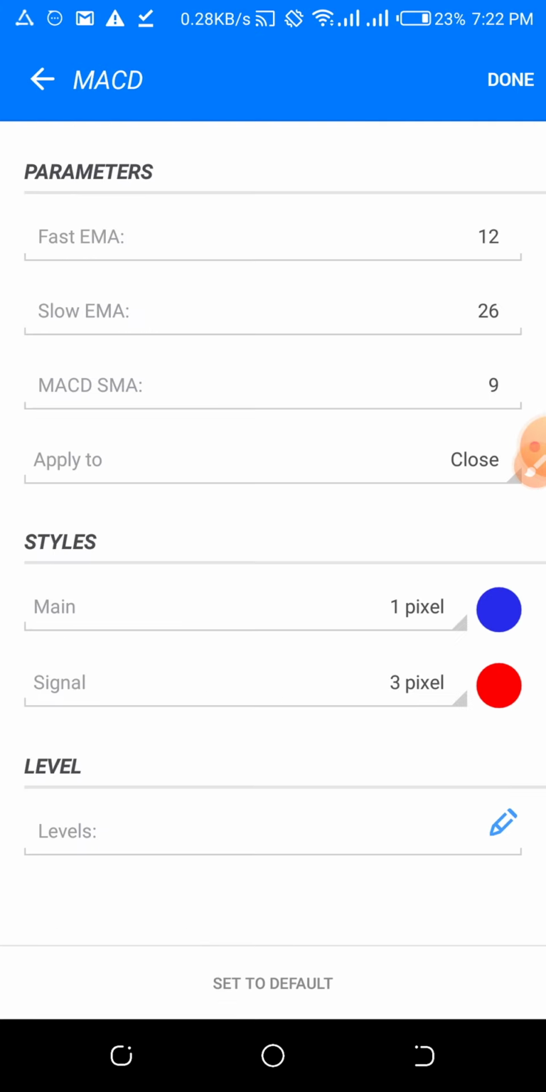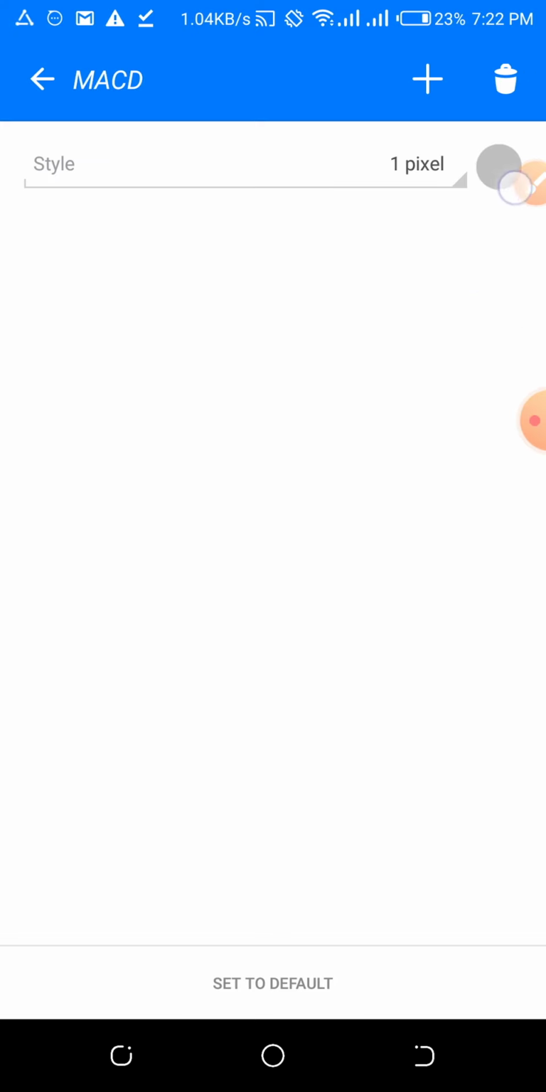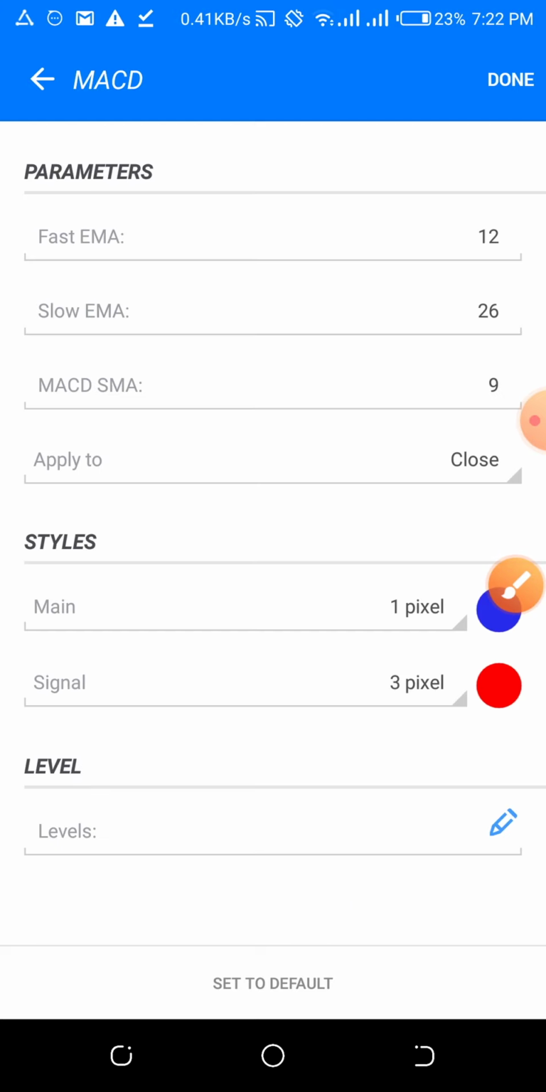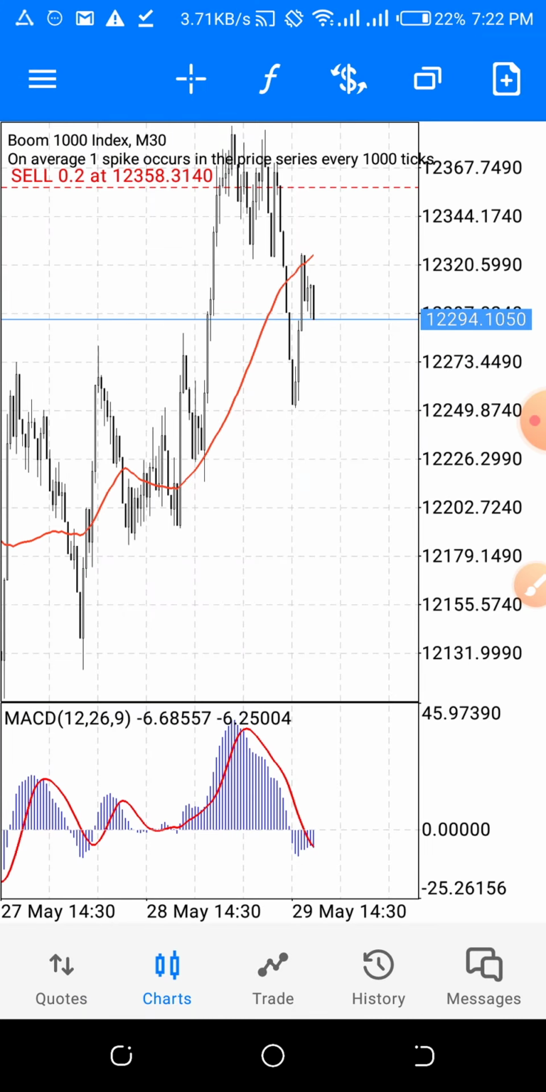You click on this, and you go for your MACD. For your MACD, the setting is, you can screenshot this: the fast EMA is 12, your slow EMA is 26, and your MACD SMA is 9. You apply to close. The first one is 1 pixel and the other 3 pixels. The levels you can leave like that, and make sure the color is white or black based on the background of your screen. If it's black, you select black, and you click on done. So now we have a MACD here.